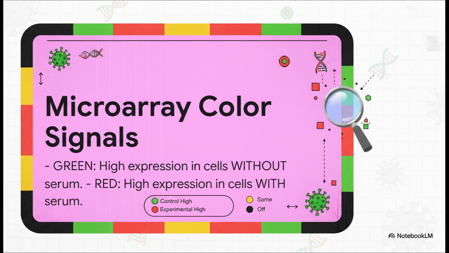See red? It's more active with the serum. Yellow means it's pretty much the same in both. And if a spot is black, that gene's not even turned on. If you can remember this color code, you are golden.